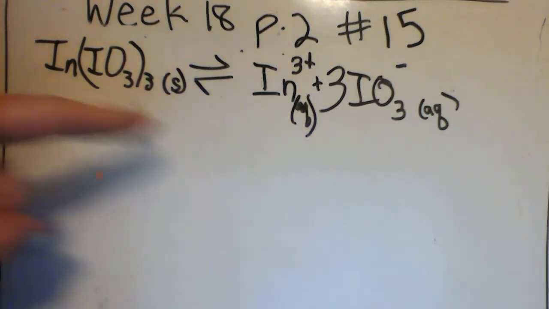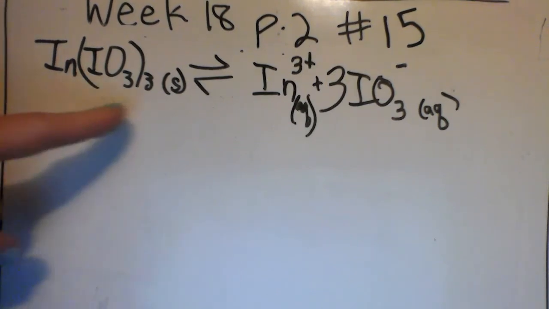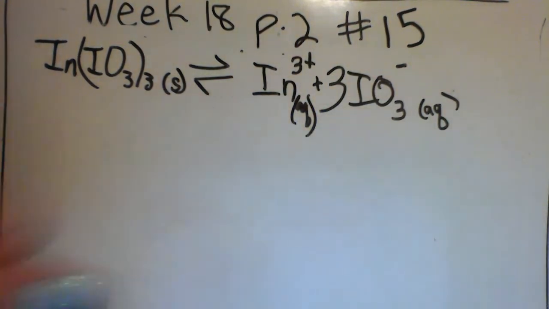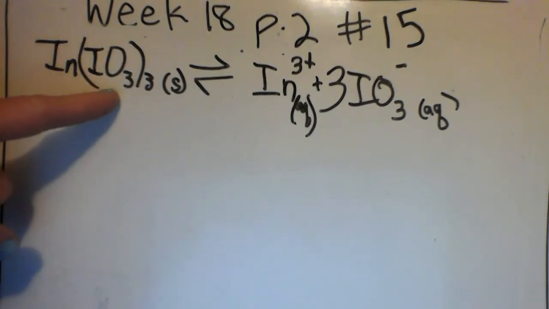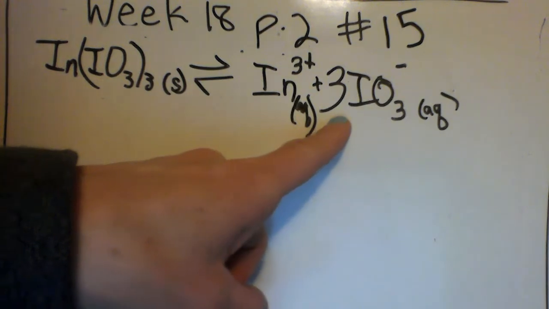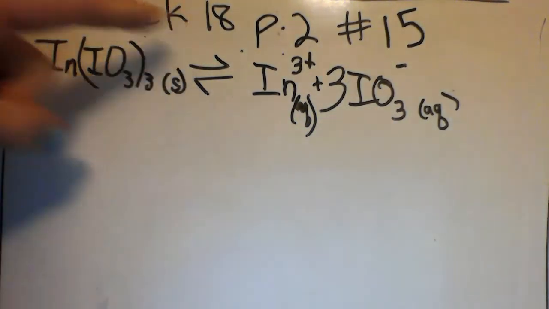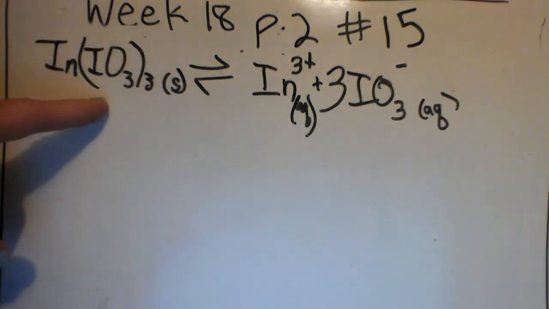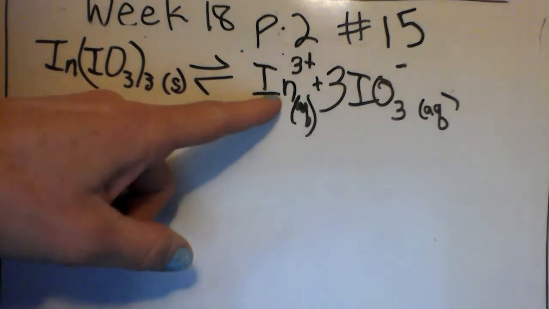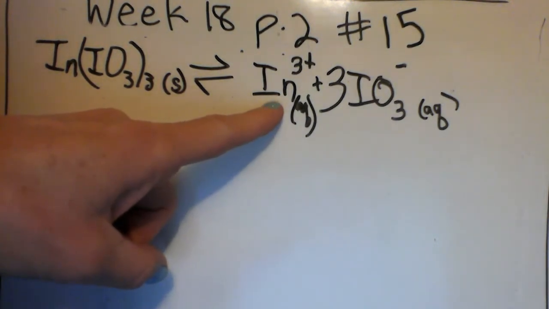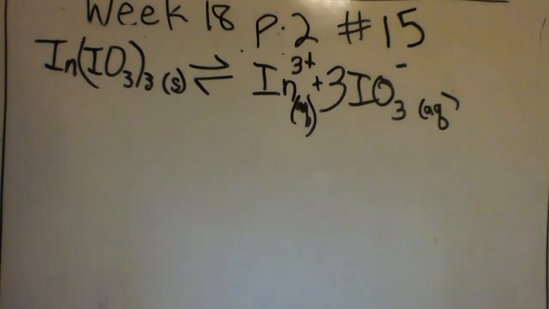Iodate has 3 individual parts per every part of indium. So we put a coefficient of 3 here because this subscript shows us that there are 3 polyatomic ions here. The coefficient of 3 goes there. So we know that when this particular solid breaks down in solution into electrolytes, there will be 1 indium ion for every 3 iodate ions.